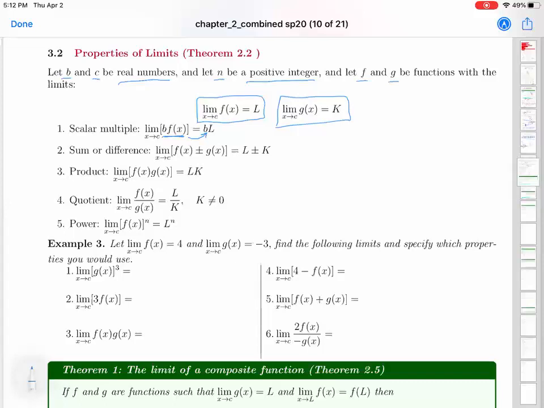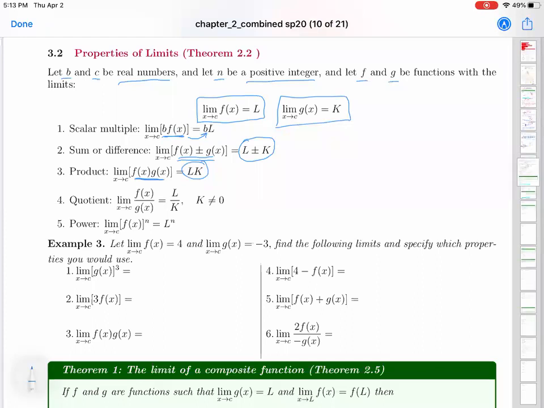If you add or subtract f of x and g of x, then the limit of the sum of f of x and g of x, or the difference of f of x and g of x when x goes to c, is the same as the sum or the difference of L and k. Again, L is the limit of f of x, and k is the limit of g of x. Similarly, if you multiply the two functions together, when x goes to c, the limit of this product is going to be the product of L times k.